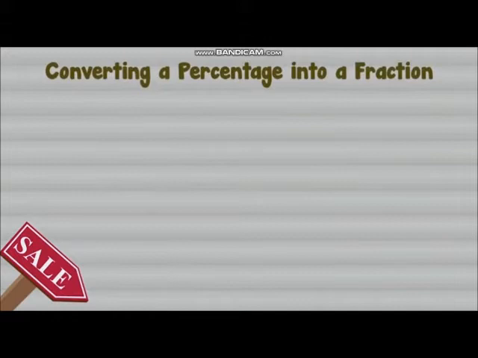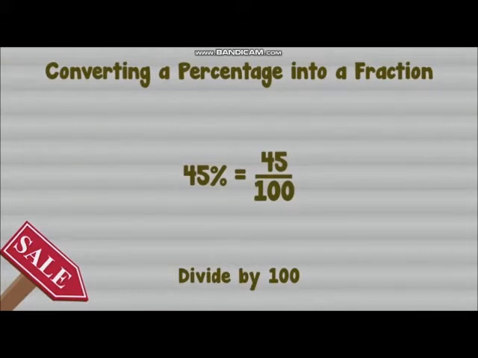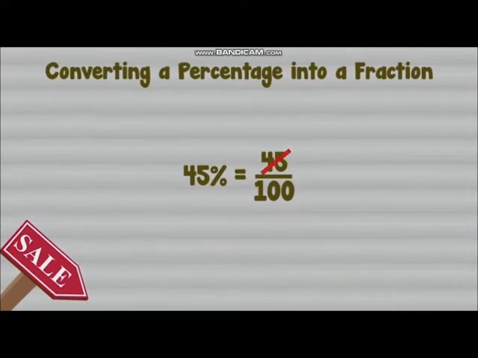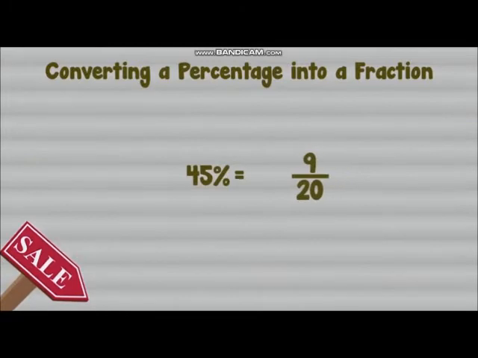Now we can also convert a percentage into a fraction. We have learned how to convert a fraction into a percentage. Now we will convert a percentage into a fraction. So we have to divide it by 100. जो भी percentage होगा उसे हम 100 से divide करेंगे so that we'll get the fraction. For example, 45%. So we are going to divide this 45 by 100 and then reduce the terms 45 and 100. Both are divisible by 5, 9 times and 20 times. So 45% is equal to 9 by 20.